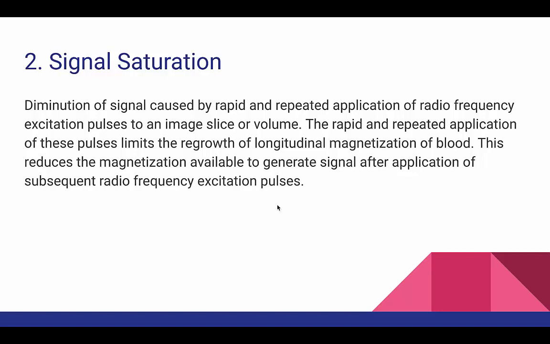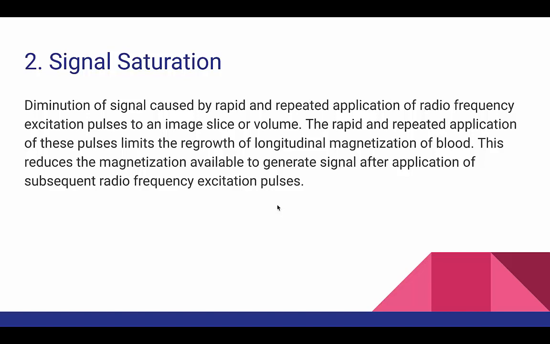That's how it works. The second phenomenon that occurs that prevents us from having good images is signal saturation. Diminution of signal caused by rapid and repeated application of radio frequency excitation pulses to an image slice or volume. The rapid and repeated application of these pulses limits the regrowth of longitudinal magnetization of blood. This reduces the magnetization available to generate signal after application of subsequent radio frequency excitation pulses.